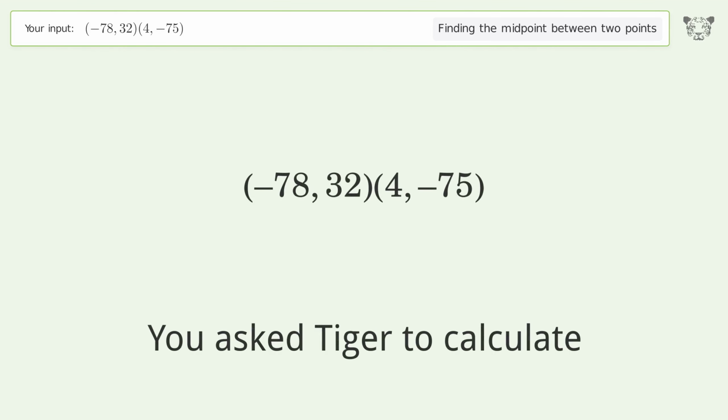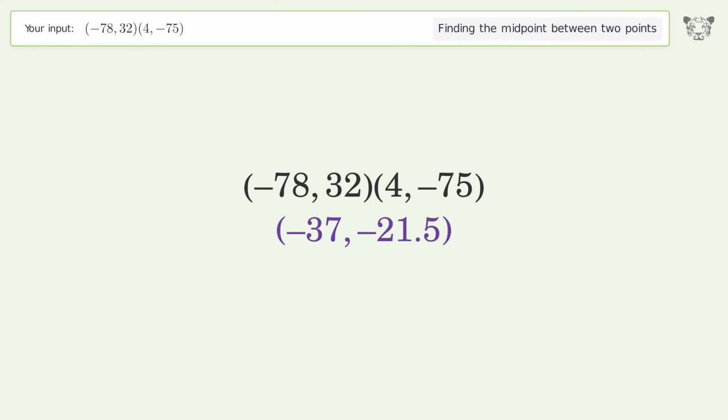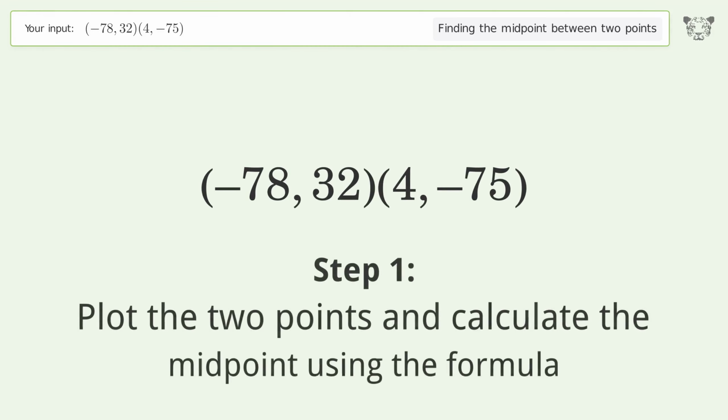You ask Tiger to calculate. This deals with finding the midpoint between 2 points. The midpoint between the 2 points is -37, -21.5. Let's solve it step by step. Plot the 2 points and calculate the midpoint using the formula.